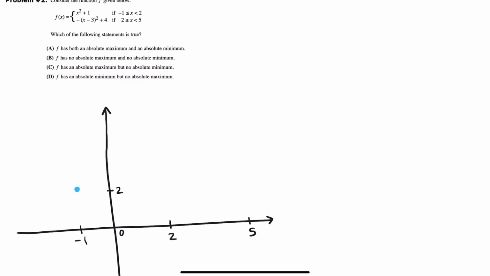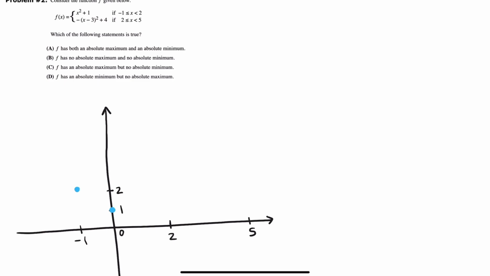What about when x is equal to 0? When x is equal to 0, the y value is just equal to 1. But what about when it's equal to 2? Well, according to the domain of the piecewise function, x squared plus 1 is not defined at 2, so the function never actually touches 2. However, for our purposes, we'll just plug it in anyway and see what happens.